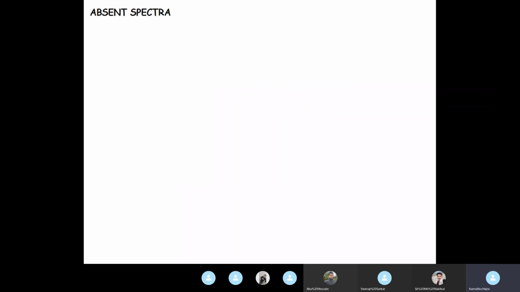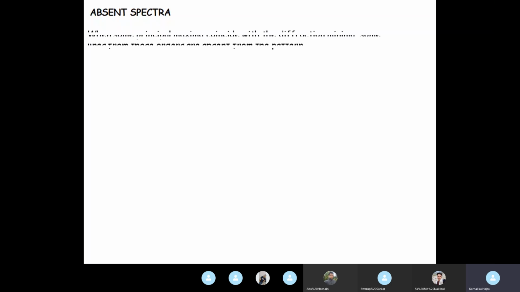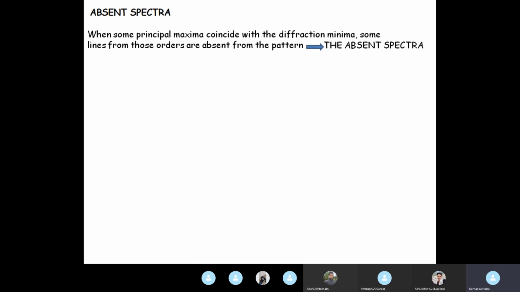First of all, just like double slit and multiple slit, here also there will be missing orders. As you can understand, if some principal maxima for some given lambda coincide with the diffraction minima that is present there, then some lines from those orders will be absent from the pattern. The entire order will not be absent, but some colors will be absent because those positions have coincided with the position of the diffraction minima. So these are called the absent spectra.